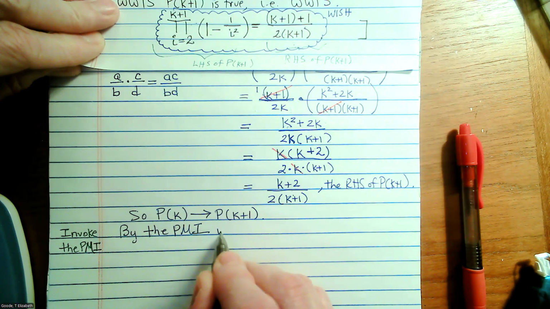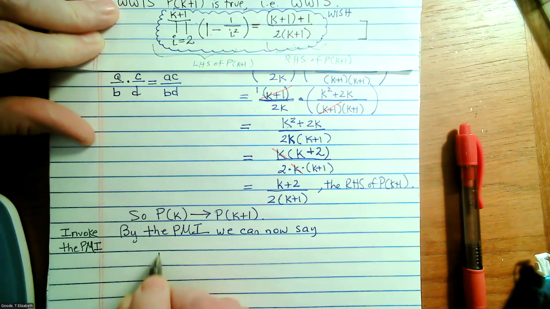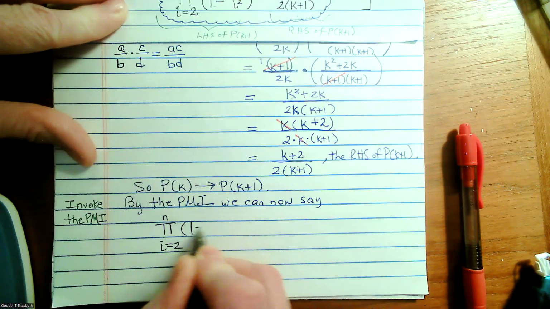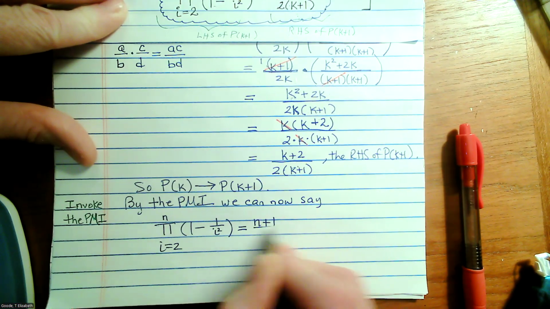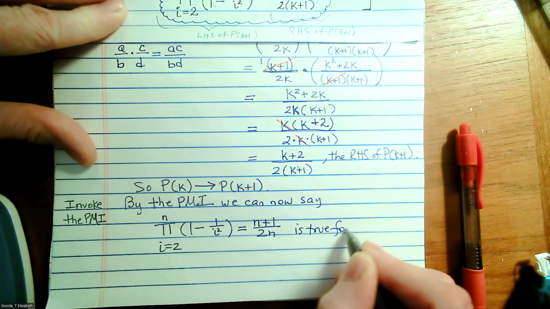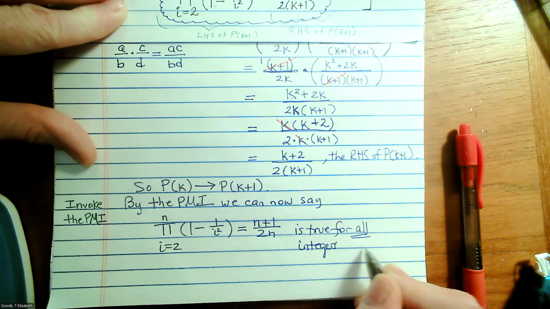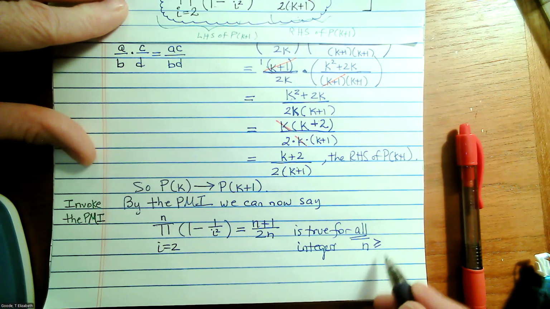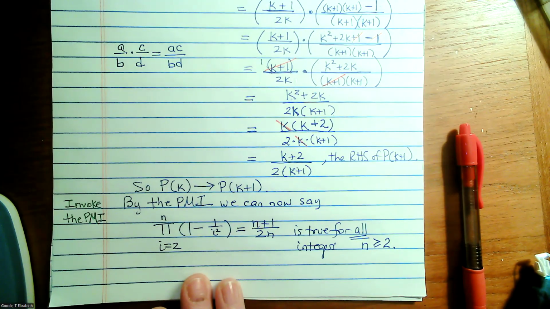By the PMI, we can now say that the product from i equals 2 to n of 1 minus 1 over i squared is equal to n plus 1 over 2n. We can say that is true for all integers n greater than or equal to, where did we start? And not starting at 2. Perfect. And that's proof by induction.